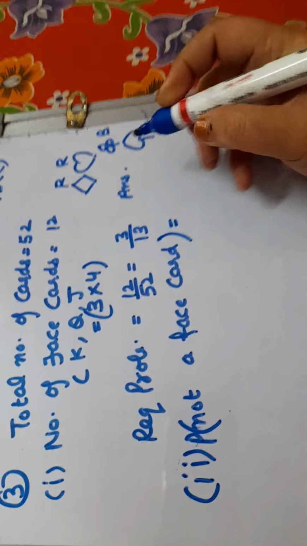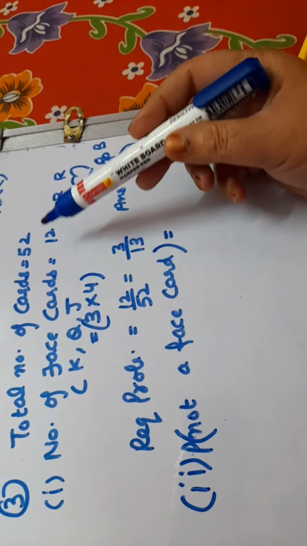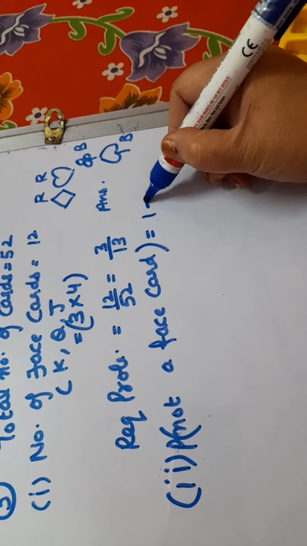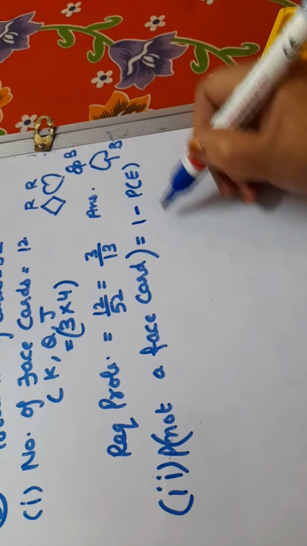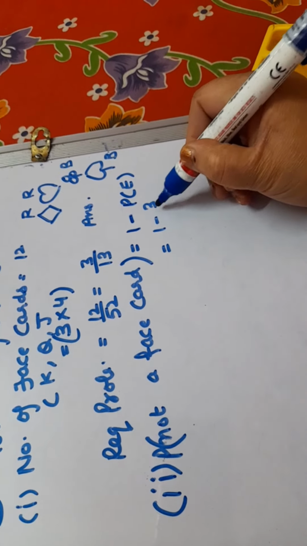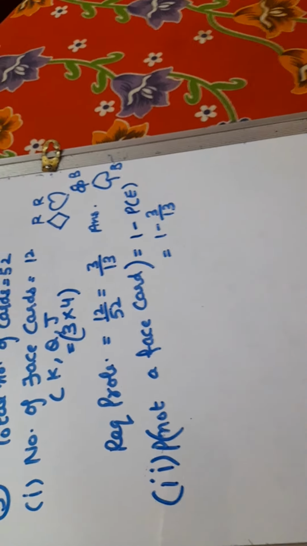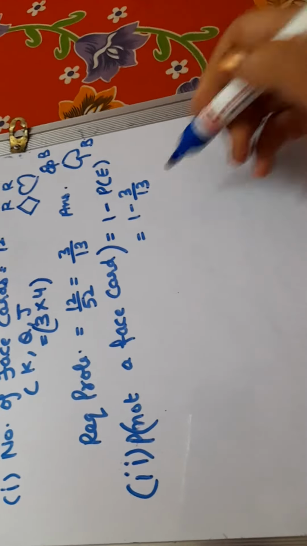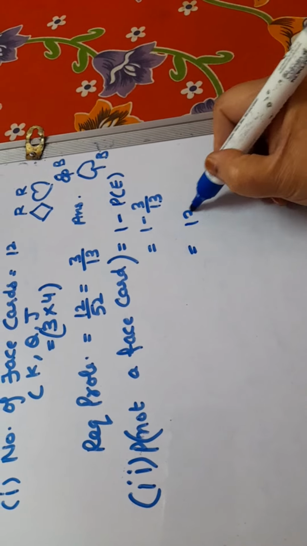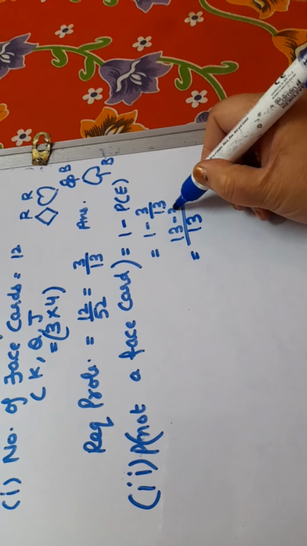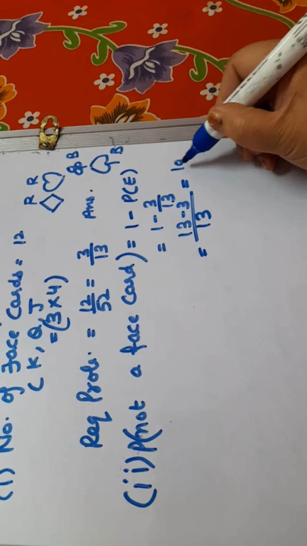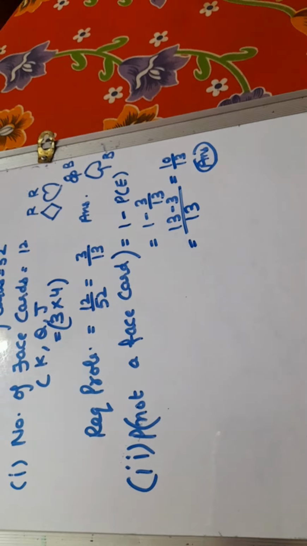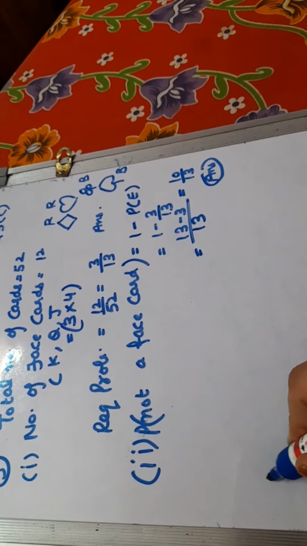So if we know the probability of having a face card is 3/13, then probability of not a face card is 1 minus probability of happening of the event. That is 1 minus 3/13. If we know the probability of something and we want to find the probability of it not happening, then we will subtract it from 1. So take LCM 13. 13 minus 3, it will be 10/13. This is your second answer.